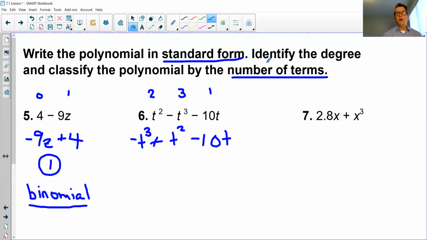Now, let's talk about what is the degree of the polynomial. The degree is going to be the highest number. In this case, it's going to be 3. It has a degree of 3. And your last question is, let's describe it. It has 3 terms. So this is called a trinomial.